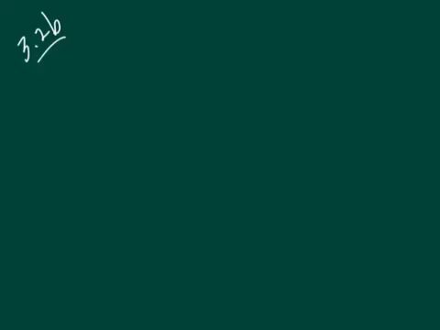So this is 3.2 B, as in boy, in elementary algebra. We're going to continue on with graphing linear equations in two variables. So we have x plus y equals 5, and it's asking us to graph that.